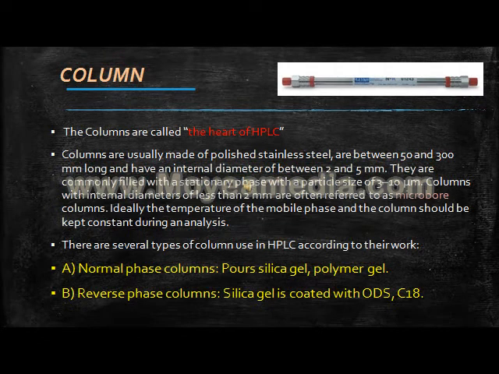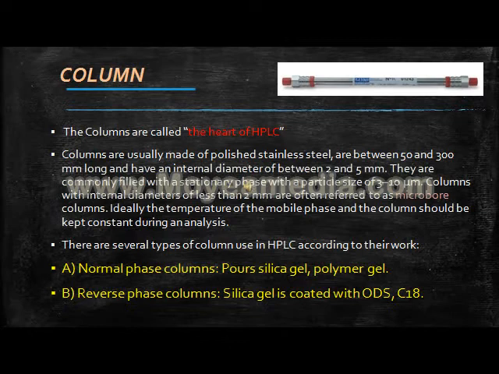Column, which is the most important part, or you can say this is the heart of the HPLC. As you can see in the diagram above, it is a polished stainless steel instrument of 50 to 300 millimeters long and having a diameter of about 2 to 5 mm. They are filled with the stationary phase. The particle size of the silica is 3 to 10 μm. Columns with internal diameters of less than 2 millimeters are often referred to as microbore columns.